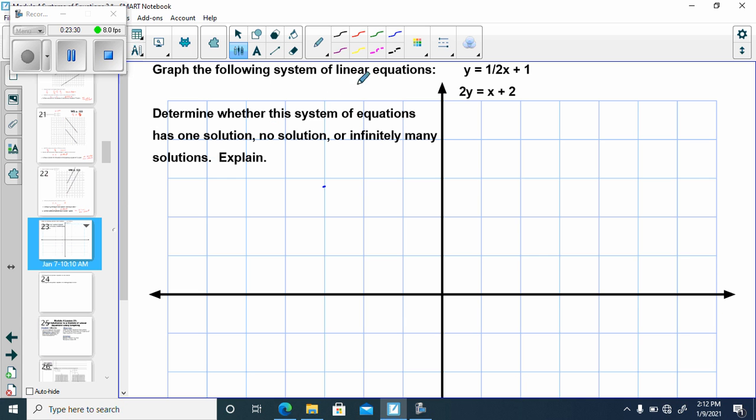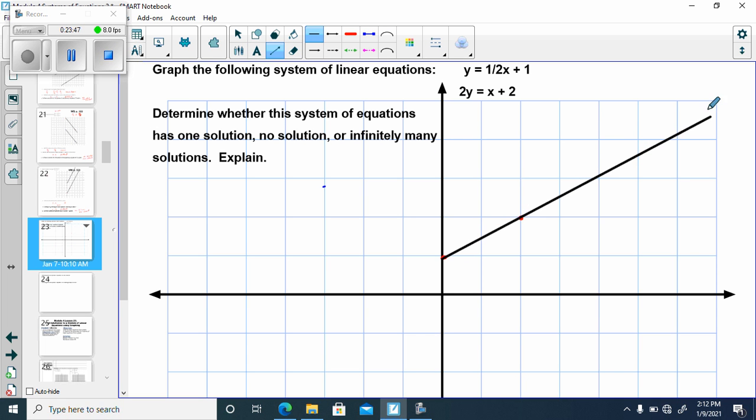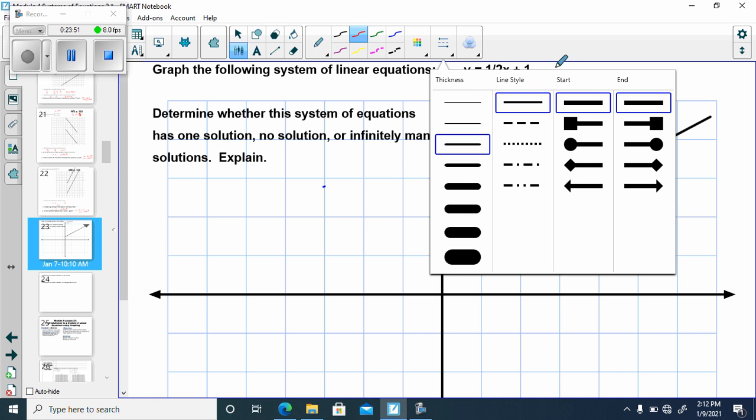Okay, now graph the following system of linear equations. Let's do this last one. y is equal to 1/2 x plus 1. Start at 1, go up 1 and over 2. And there's that line. Then let's plot this other one. Well, it's kind of hard to plot that one, isn't it?